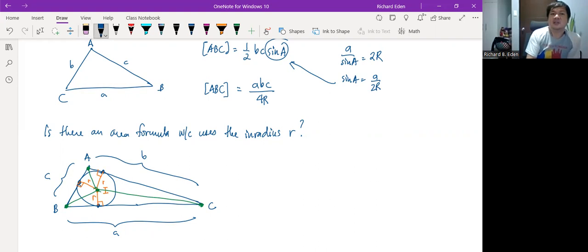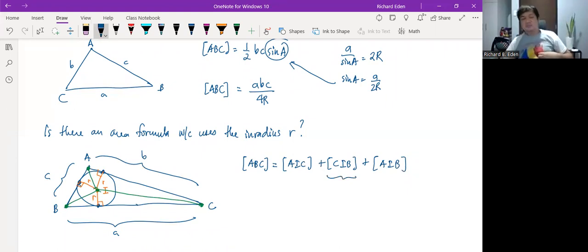And, okay, so we're trying to come up with something for the area of ABC. Now, clearly, this is equal to the sum of the areas AIC plus CIB plus AIB. Joshua, look at CIB. Can you give me an expression for its area? Observe the 90-degree angle there. 1/2 RA. Yeah, I see 1/2 RA.